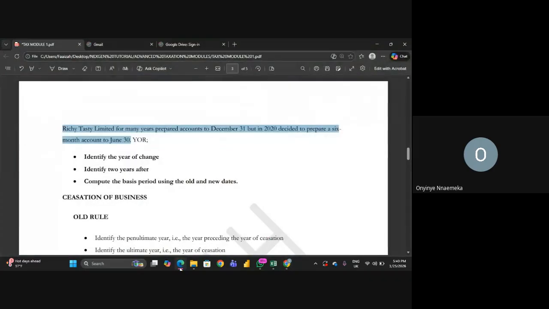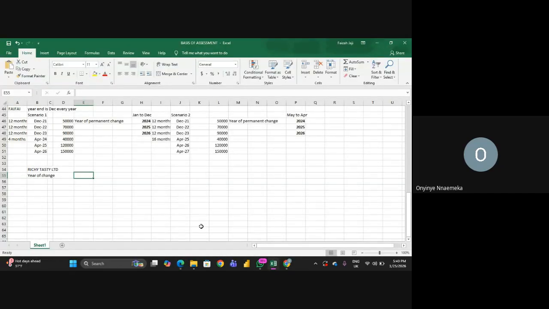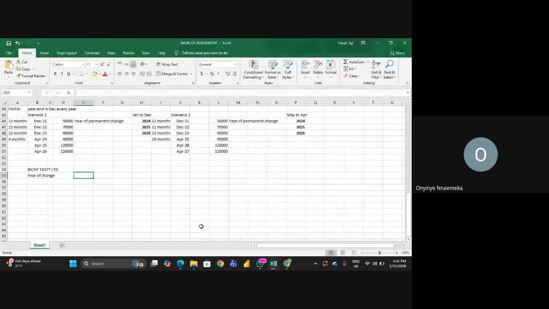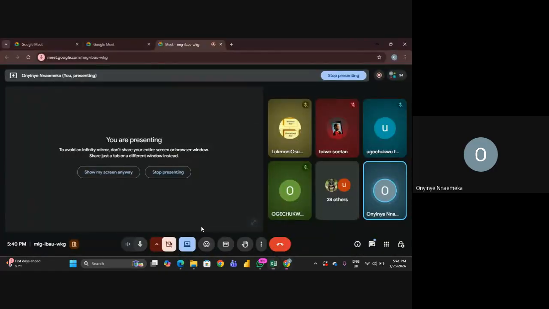I think we were trying to do this illustration. Okay. So now we said, what is the year of change? In this question, Tasty Limited for many years prepared account to 31st December, but in 2020 decided to prepare a 6-month account to June 30. 6-month account. So the year of change is going to be which year?